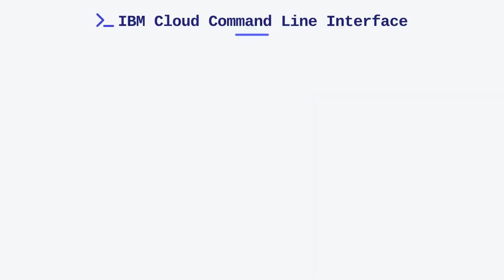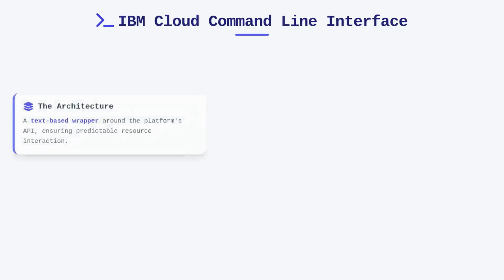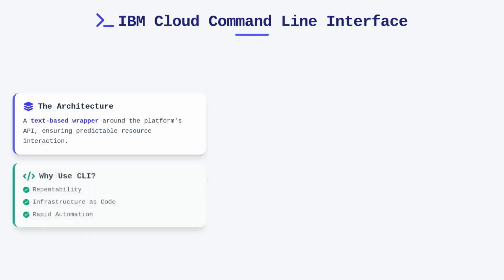The IBM Cloud Command Line Interface is essentially a text-based wrapper around the platform's API, providing a predictable way to interact with your resources. While the graphical user interface is helpful for exploration, the command line remains the preferred choice for repeatability and infrastructure as code practices.